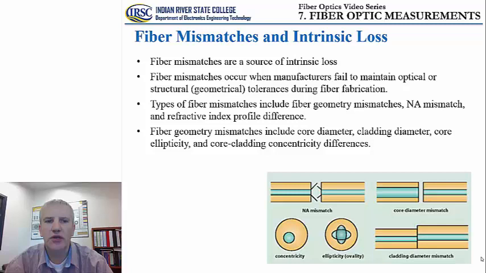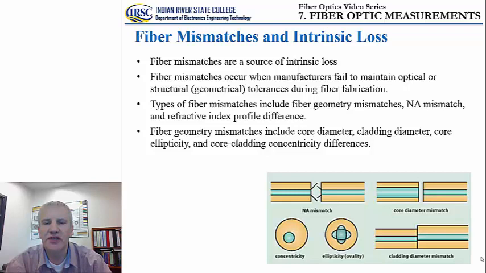Here we are talking about certain fiber mismatches that are a result of a manufacturer's failure to maintain optical or structural or geometrical tolerances during the fiber fabrication. So we are talking about fiber geometry mismatches, numerical aperture mismatch, refractive index profile difference, etc. When we are talking about fiber geometry mismatches, we are talking about changes in the core diameter, in the diameter of the cladding, core ellipticity, core-cladding concentricity differences.